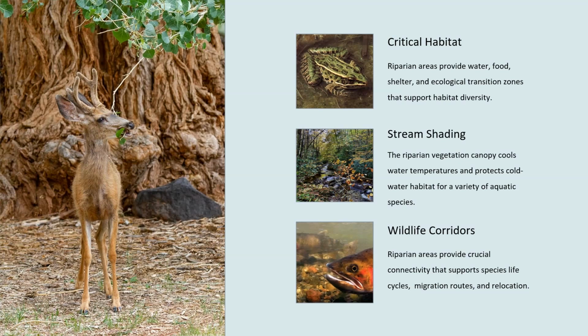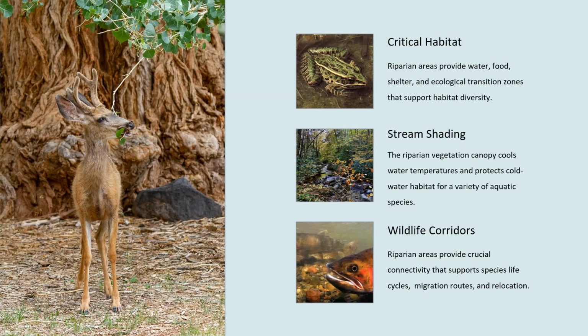And diversity is a really big issue with riparian zones, because if you want diversity, you need lots of different kinds of vegetation, you need access to water, and you need migration corridors, which you'll see is the last one. Stream shading: riparian vegetation cools water temperatures and protects cold water habitat for a lot of aquatic species. You'll notice that there was a discussion earlier about fish blowouts. Having that kind of cool water is what supports a lot of the cold water species that we have here in Utah.